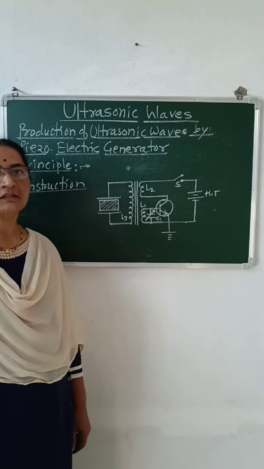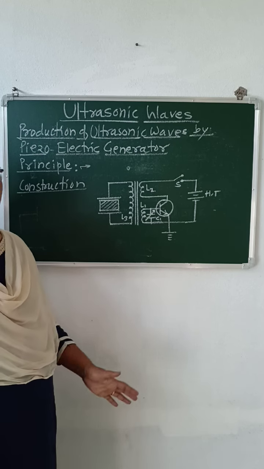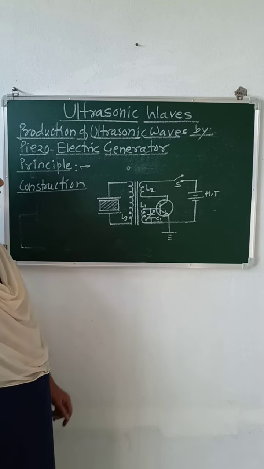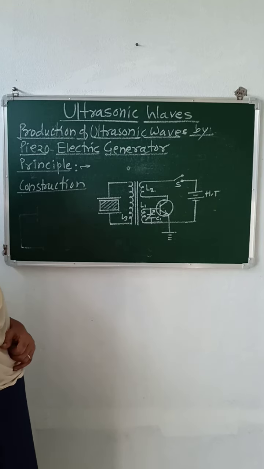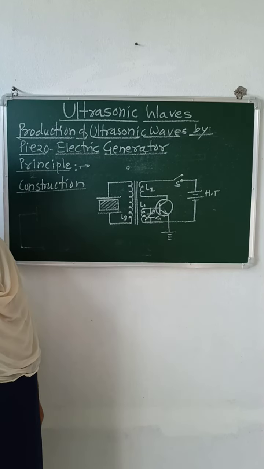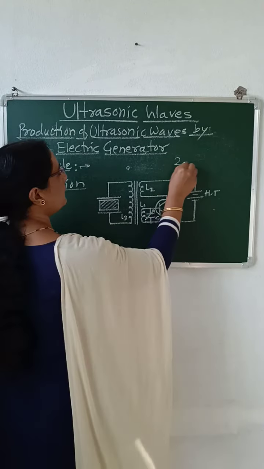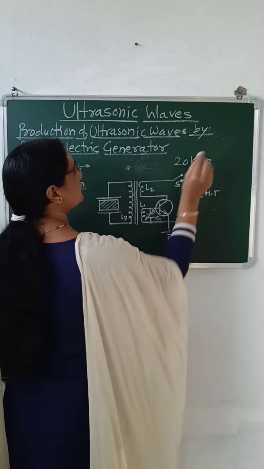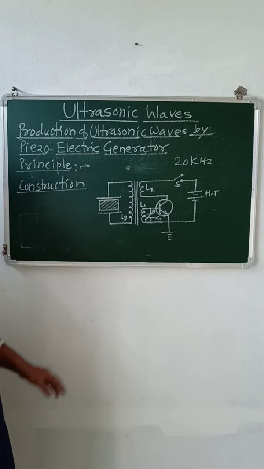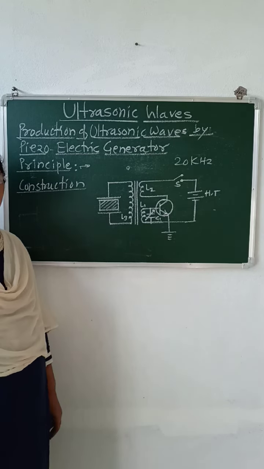Now we study the production of ultrasonic waves. In the last lecture we studied the piezoelectric effect. Here we study the production of ultrasonic waves by the piezoelectric generator. That is, we have to study how ultrasonic waves are produced. We know that a wave having frequency above about 20 kHz is known as an ultrasonic wave. This wave can be produced by the piezoelectric generator by means of the piezoelectric effect.